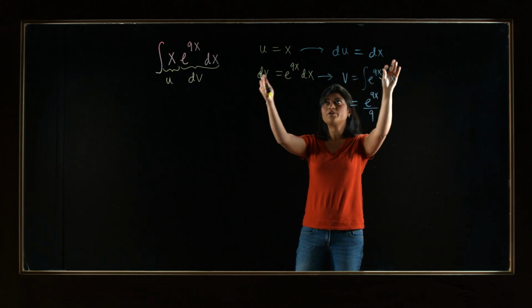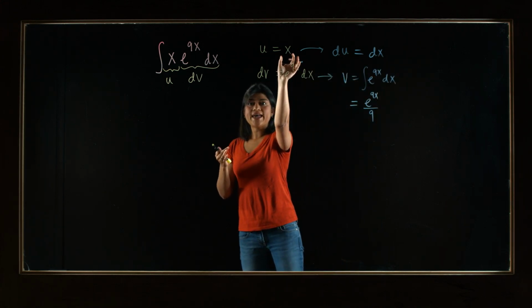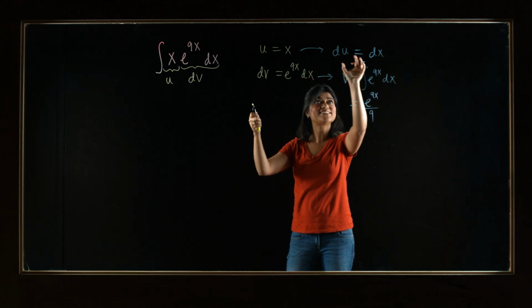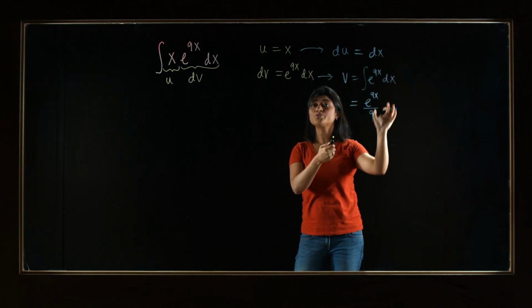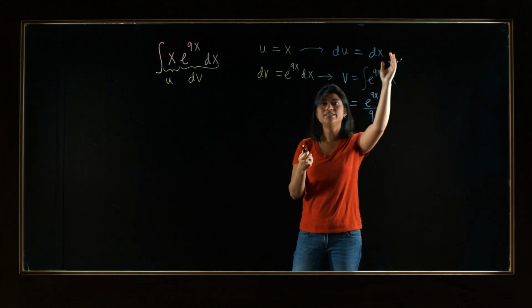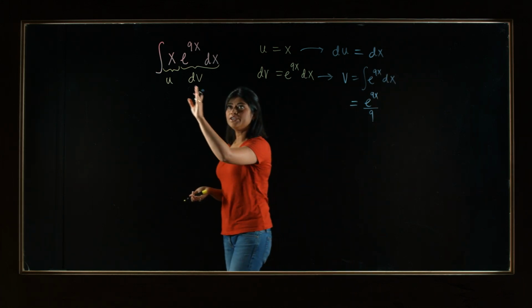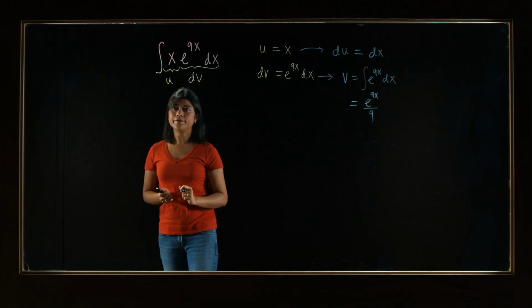So everything works perfectly, right? We had the function x, and now we have reduced it. We have made it simpler, and we can also integrate the exponential function. So this is a very good choice, and we can choose u and dv exactly this way.